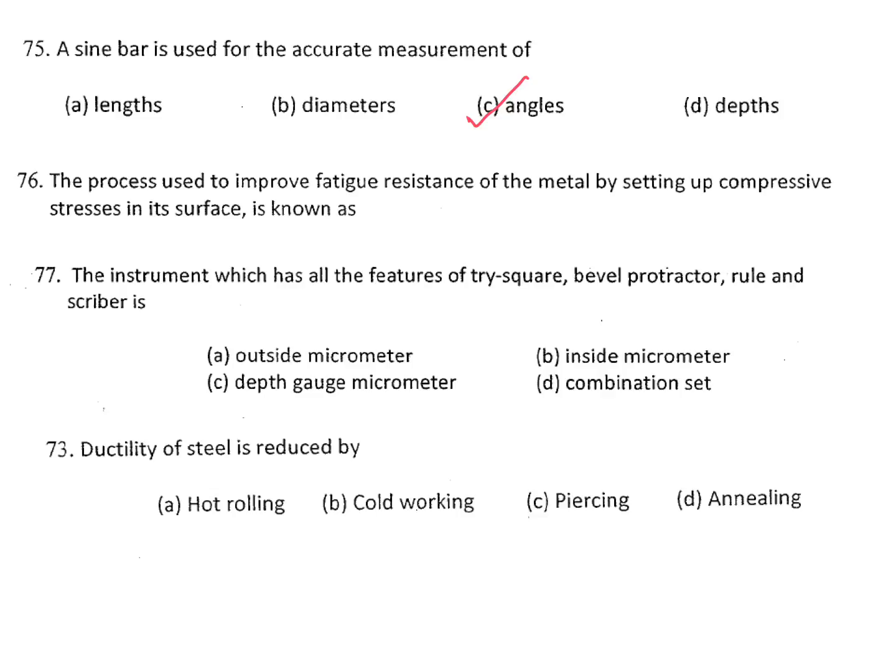The process used to improve fatigue resistance of the metal by setting up compressive stresses in its surface is known as shot peening, already discussed. You can check in my previous video. To improve fatigue resistance, shot peening, setting up compressive stresses.